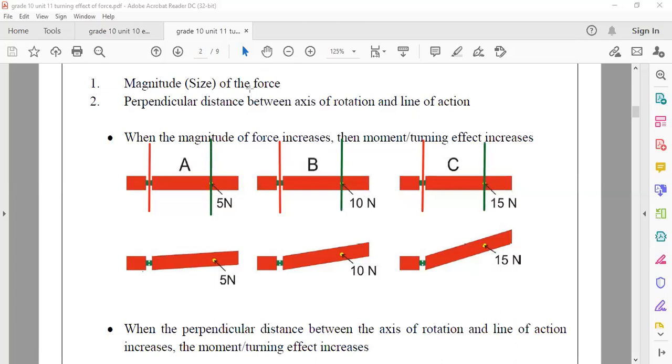Take your ruler and see whether the line of action to rotational axis, this distance, இந்த ரெண்டு லைனுக்கும் இடையில இருக்கிற டிஸ்டன்ஸ் எப்படி இருக்கு? ஒரே மாதிரி இருக்கா, வேற வேற டிஸ்டன்ஸ் தான்? Same distance. Different distance. It is perpendicular.